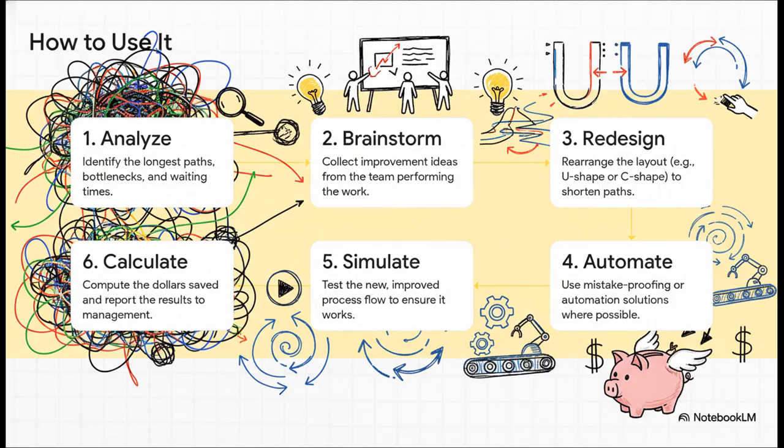And now, phase 2. This is where you turn that messy drawing into meaningful action. You and your team look at that plate of spaghetti. Where are the longest journeys? Where are the traffic jams and bottlenecks? Then you brainstorm together how to fix it, often by rearranging the layout into a super efficient U or C shape. You can test out the new flow, make tweaks, and then, and this is the part that gets everyone's attention, you calculate the actual dollars saved and show management the proof.